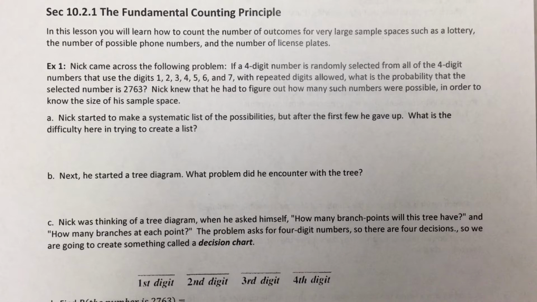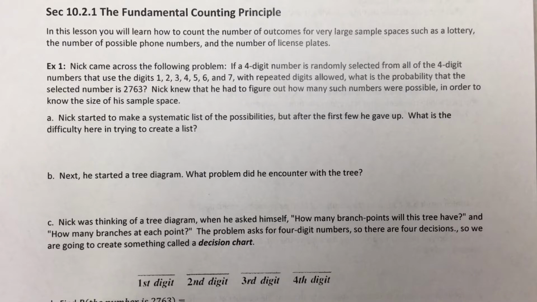For example 1, Nick comes across the following problem. A 4-digit number is randomly selected from all the 4-digit numbers that can use the digits 1, 2, 3, 4, 5, 6, and 7 with repeated digits allowed. What is the probability that the selected number is 2,763? Nick knew that he had to figure out how many such numbers were possible in order to know the size of his sample space.